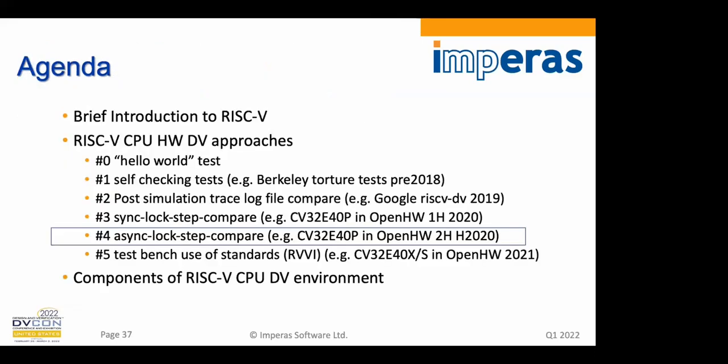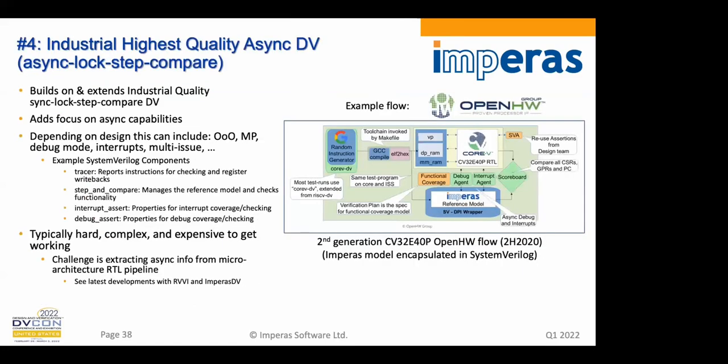So the fourth approach builds on the synchronous and is an asynchronous approach. It does all the synchronous stuff and the asynchronous. And this again was originally work we can show, done in the Open Hardware group in the second half of 2020. It's an asynchronous approach, and it really is a high quality DV approach. And then it builds on the synchronous and it adds asynchronous things in there.